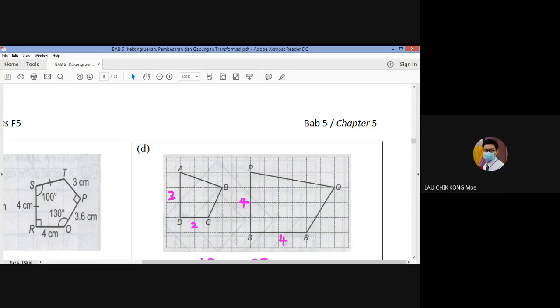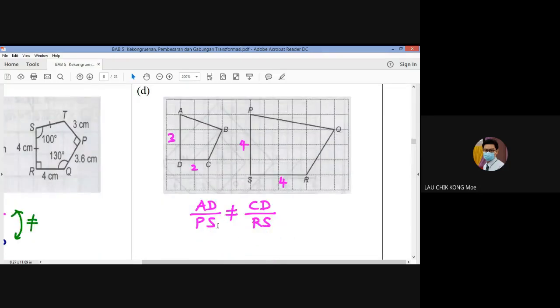Your answer is correct. Not similar. Because we can use a unique. For example, AD is 3 unique, 3 petak 3 unique lah, maksudnya 1 petak 1 unique lah. CD equals to 2 unique, and then PS 4 unique, SR 4 unique also. So we can find the ratio.